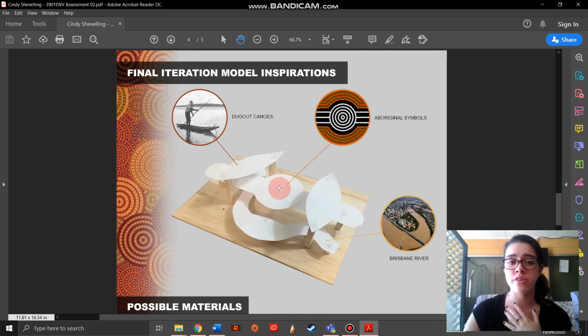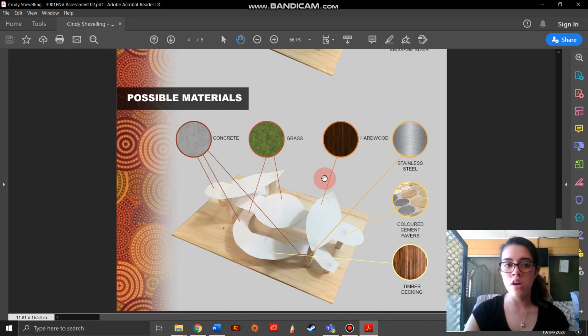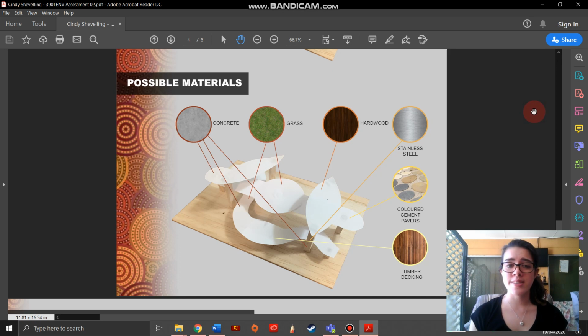Moving on to my final iteration model, I've shown how each component was inspired. So you have a centralized idea with Aboriginal symbols, the very bottom layer as the Brisbane River, and then the oblong shape inspired by the dugout canoes. In terms of the materials, stainless steel and concrete were always going to be added into this design from a construction viewpoint, with the concrete used as the paving type as well as the foundation, and the stainless steel as a way of holding up these oblong structures.